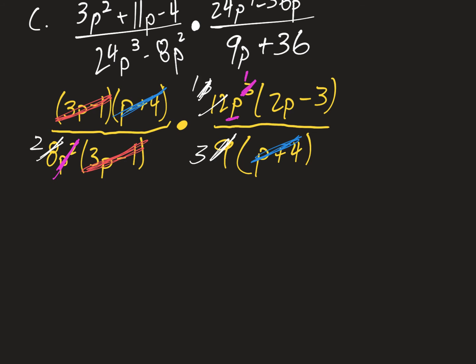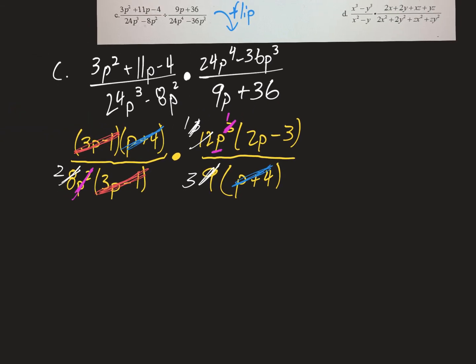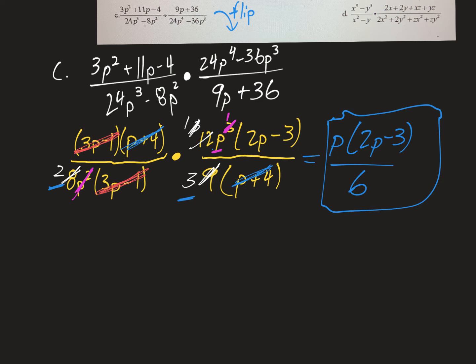So on the top, when we put this together now, we'll see that we've got p to the first times 2p minus 3 over 2 times 3, which makes 6. And you could, of course, multiply these coefficients at the bottom together, 8 times 9, and make 72, and then reduce it with the 12 at the top at the end, and you would get the same exact result. But you should get p times 2p minus 3 over 6 as your solution here.